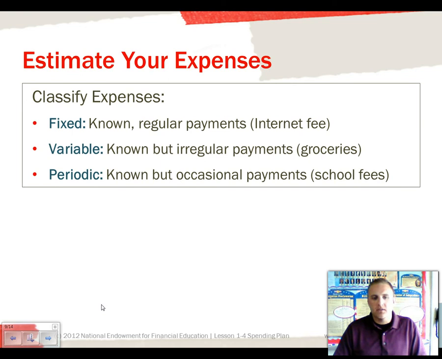A variable expense is one that's known, but it's irregular in payment. I may go to the grocery store every week, but one week I may spend $50 more or $50 less than I did the previous week. And then a periodic payment as well. It's known, but it's usually an occasional fee. School fees, going to a movie, doing some form of entertainment. Those are periodic payments that while we know we are expecting them to come about, they may not happen at the same time and they may not be for the same amount every month.